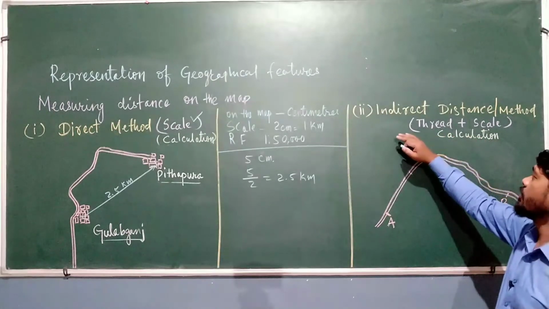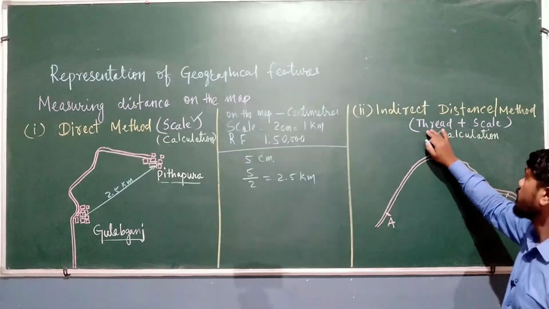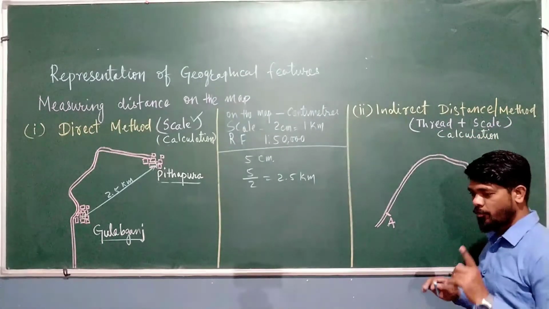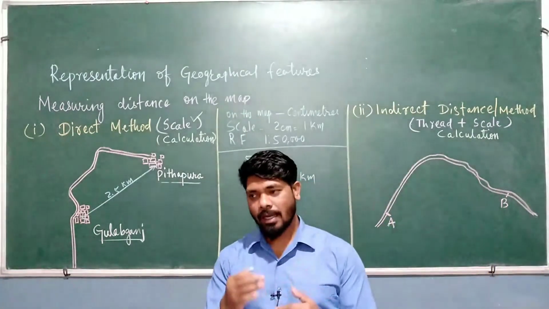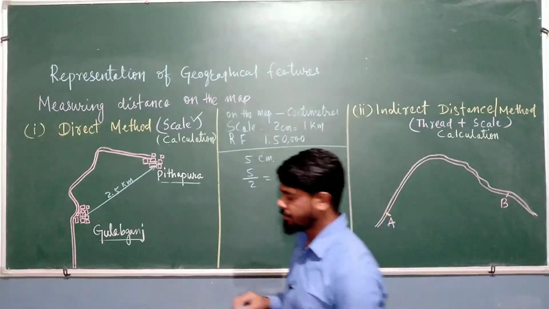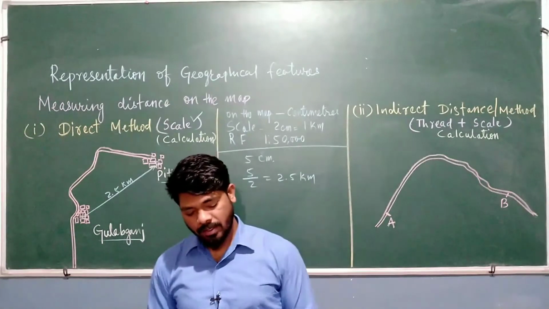See here, three things are very important in the direct distance or indirect method. First thread, second is the scale, and then calculation. So remember, first you need to take thread, then use the scale, and then the calculation has to be done.